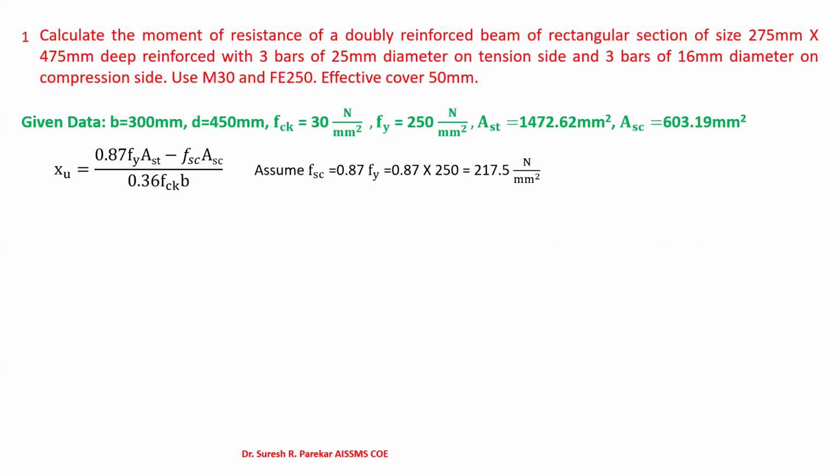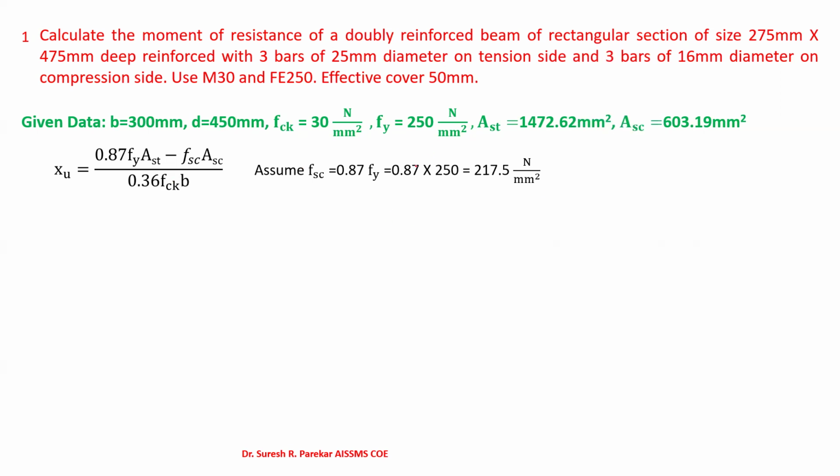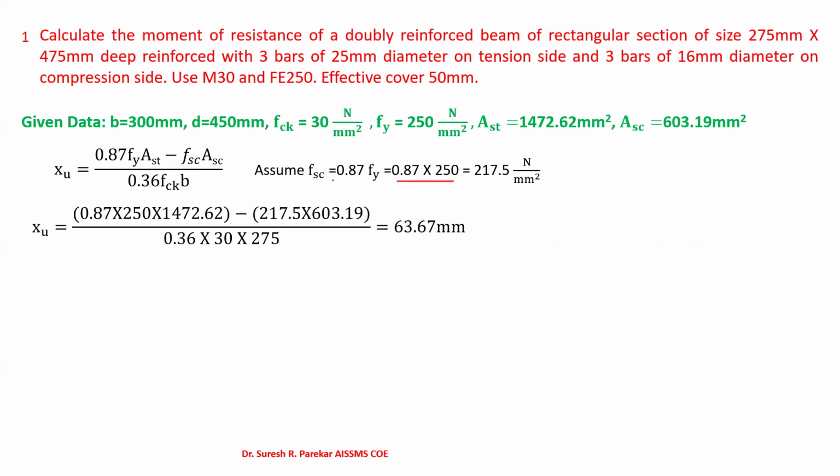First step, we are going to assume the value of fsc, and that always we are going to consider as 0.87 fy. So we have assumed this value. Then we will put the values of 0.87 fy, Ast we have 1472.62 and then 603. So we have the value of b as 275.